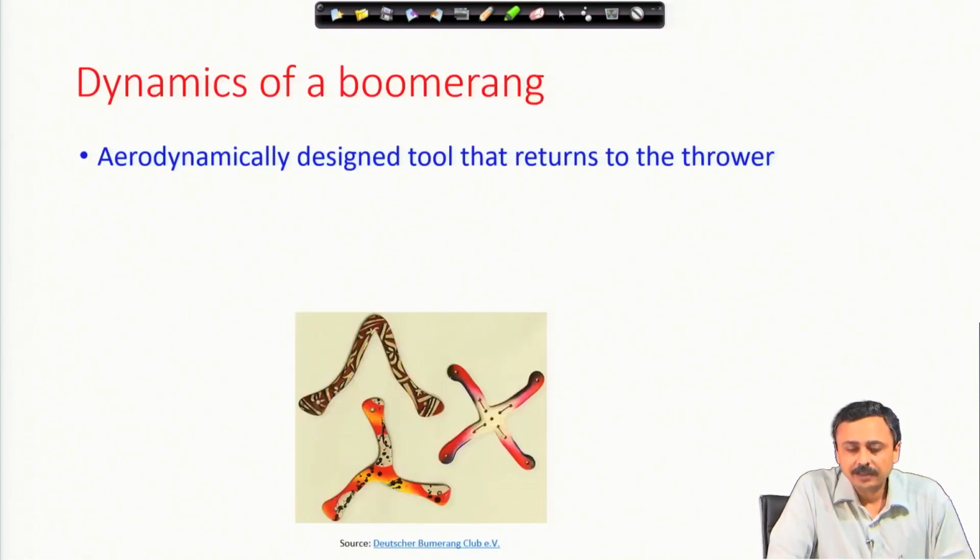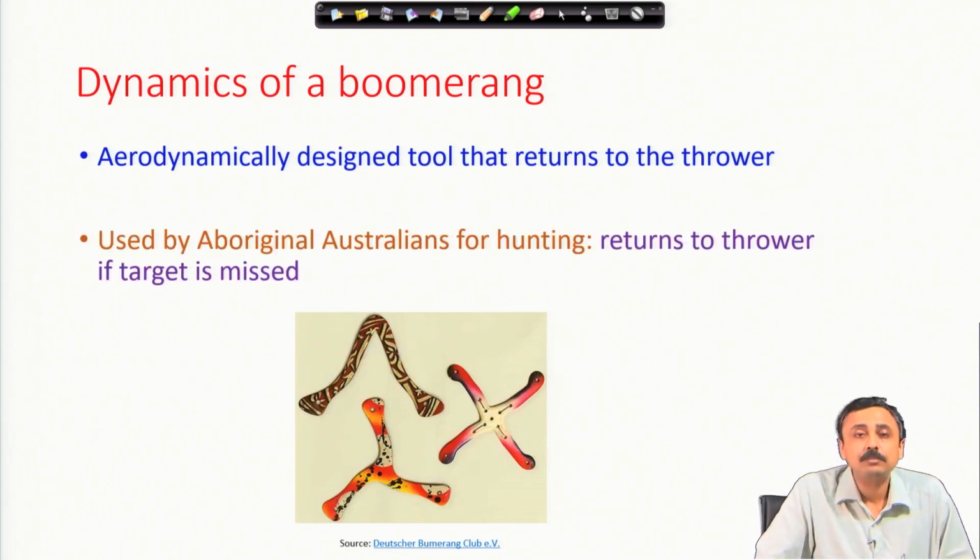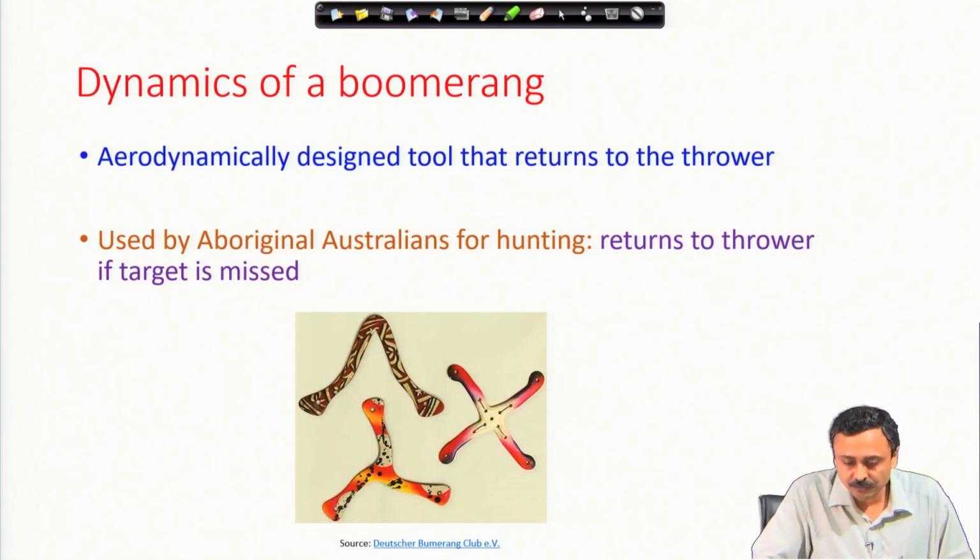Now, we are going to look at the dynamics of a boomerang. What are boomerangs? Most of you have seen or know about them. They are aerodynamically designed tools that return to the thrower, and these were typically used by the Australian aborigines during hunting. If the boomerang is thrown and misses the target, then it returns back to the thrower.